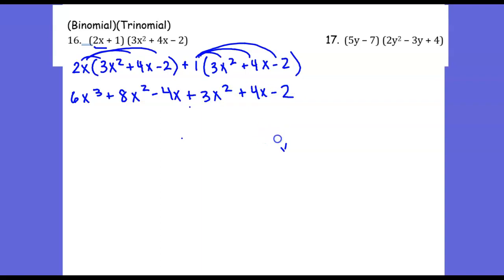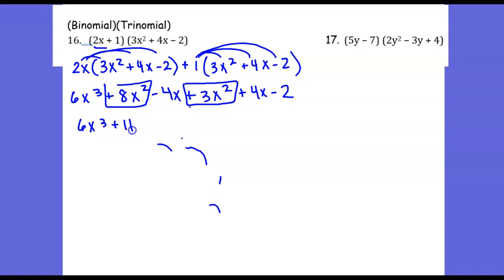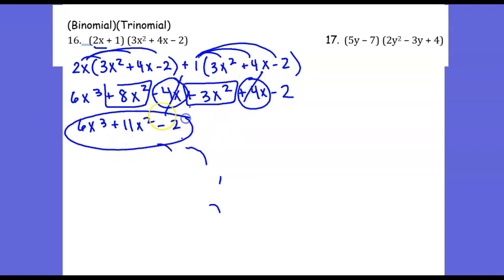Now this is new. We're going to have to combine our like terms, just like what we did in class last class. We start with the highest degree, which is going to be 6x to the third power. We take our 8x squared and our 3x squared and combine them, and we get 11x squared. Our negative 4x and positive 4x cancel out, so we just have the constant left, which is negative 2. So that's our first example.